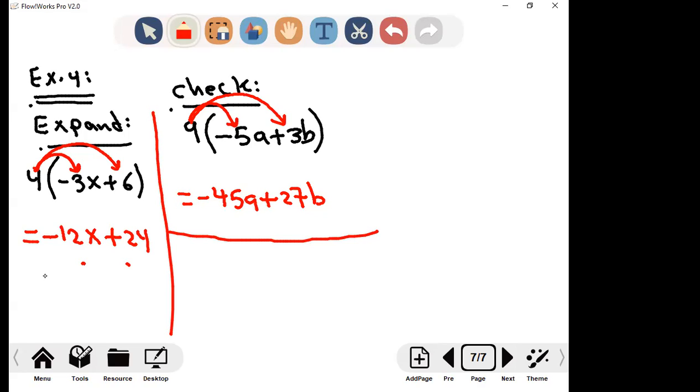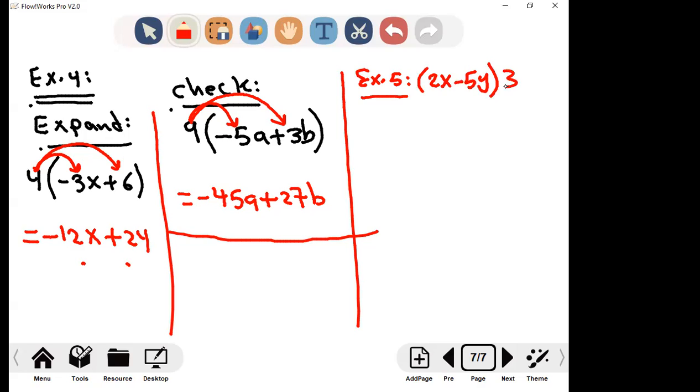Example 5. In example 5, I have 2x minus 5y, all multiplied by 3, where the 3 is on this side. It's the same, I will do the same but on this side. So the 3 goes to 2x and the 3 to negative 5y. So this equals 3 multiplied by 2x, 3 multiplied by negative 5y. Do the check after this example.